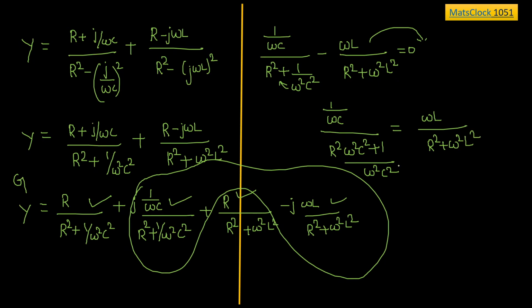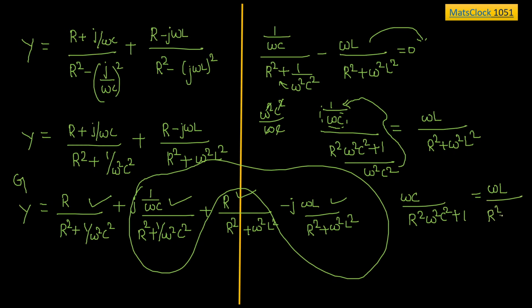Now further, see that the denominator of the denominator will go to the numerator. So this omega square c square will be coming here. Already 1 by omega c is there. So it will be omega square c square upon omega c. One omega will cancel, one c is cancelling. This can be further written as omega c upon r square omega square c square plus 1 equal to omega L upon r square plus omega square L square.